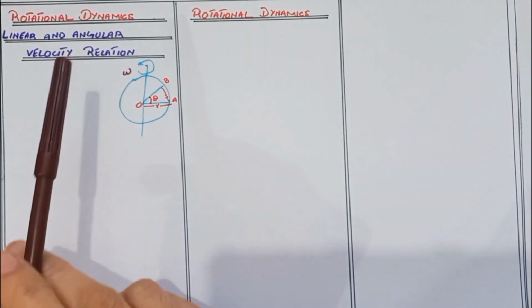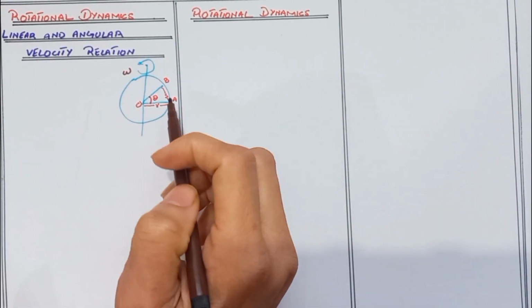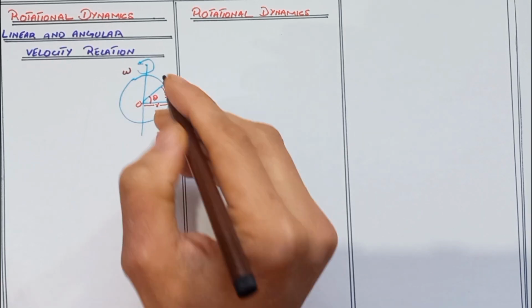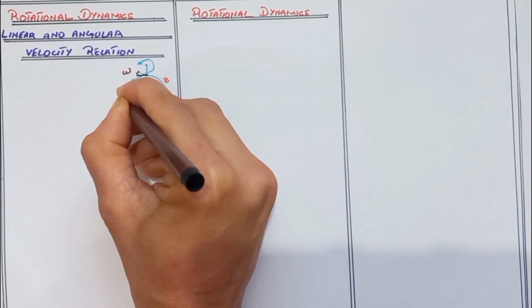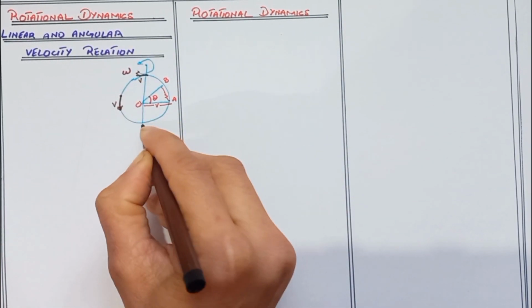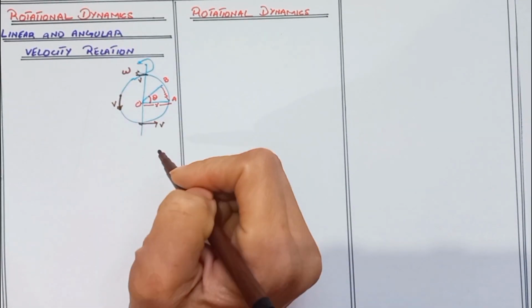In rotational dynamics, we discuss the linear and angular velocity relation. We know that the object travels along a circular path. There exist two types of velocity: one is the angular velocity and one is the linear velocity. This is the direction of the linear velocity. So two types of velocity exist: angular velocity and linear velocity.